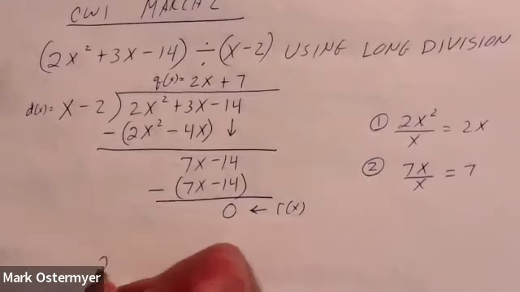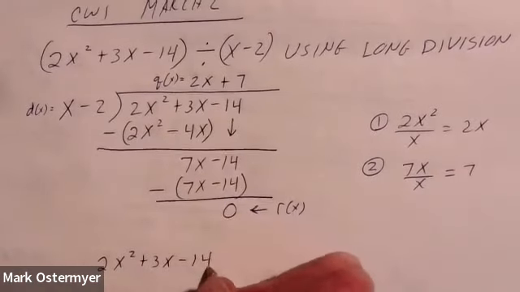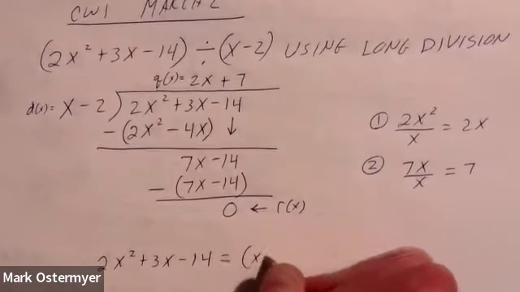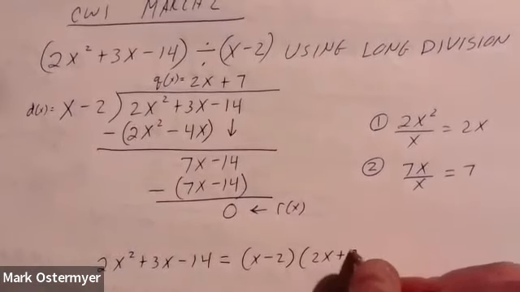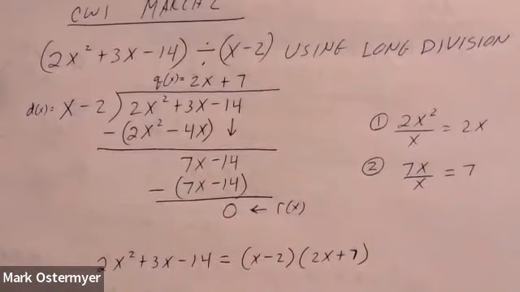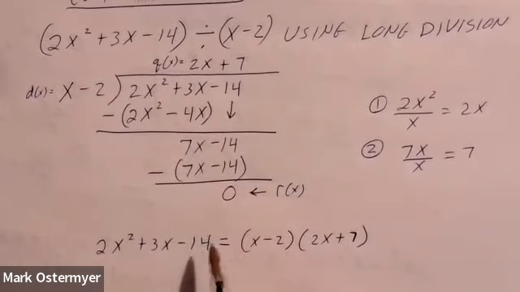So you could write this as 2x squared plus 3x minus 14 equal to your divisor, which is x minus 2, times your quotient, which is 2x plus 7, and your remainder is 0. And you can clearly see that if you FOIL this out or multiply this out, you are going to get what we have here. So makes sense there.